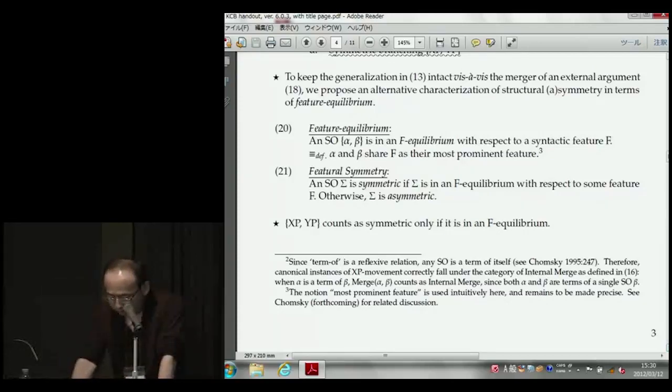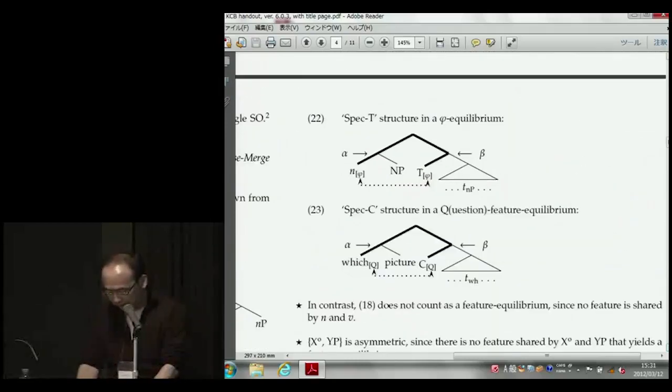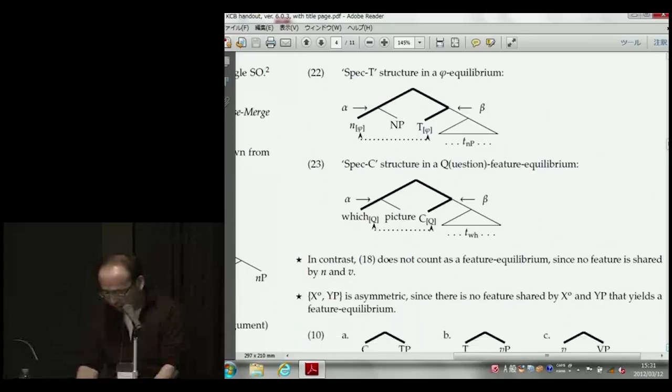We advocate the characterization of symmetry in 21, featural symmetry. An SO sigma is symmetric if, notice this time it's not only if, but if, we'll come back to this point later, if sigma is in an F equilibrium with respect to some feature F, otherwise sigma is asymmetric. The definition in 21 can accommodate all the cases discussed so far. First, 21 points to the conclusion that XP YP counts as symmetric only if it is in an F equilibrium. According to this definition, familiar XP YP structures created by internal merge are classified as symmetric in this very sense.